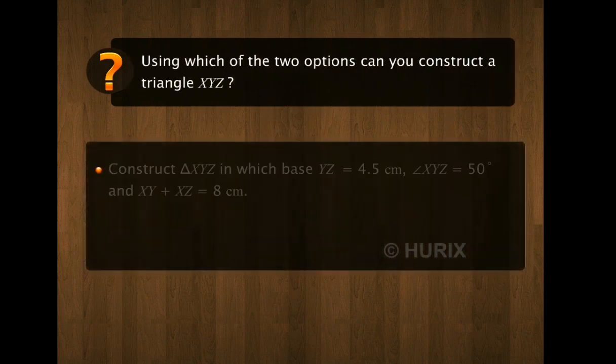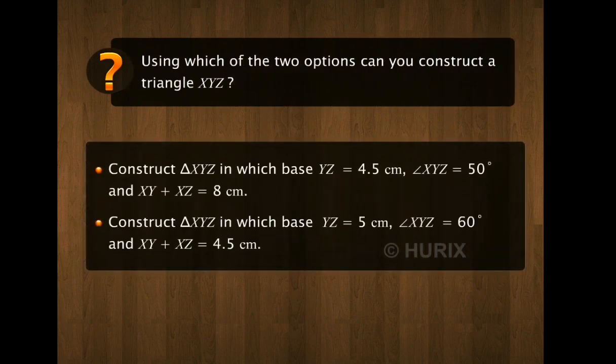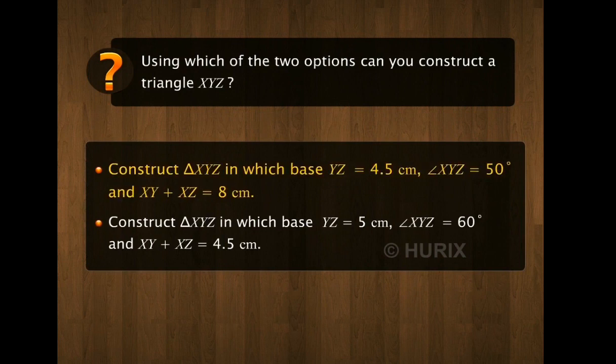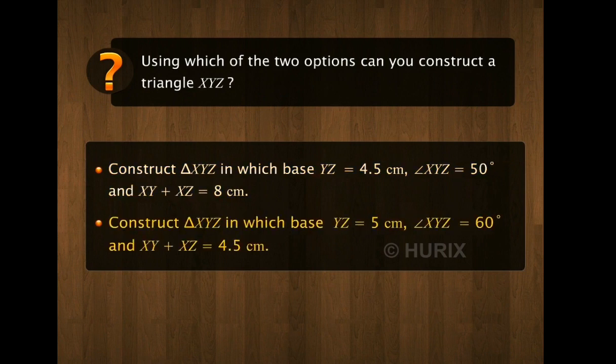Now, using which of the two options can you construct a triangle XYZ? Option A enables you to construct triangle XYZ as the sum of the lengths of other two sides XY and XZ of the triangle is greater than the length of the base YZ. However, in option B, the sum of the lengths of the sides XY and XZ is less than that of base YZ, and hence constructing triangle XYZ is not possible.